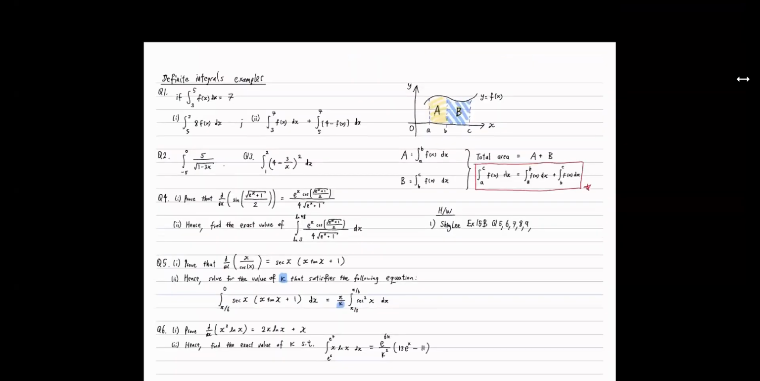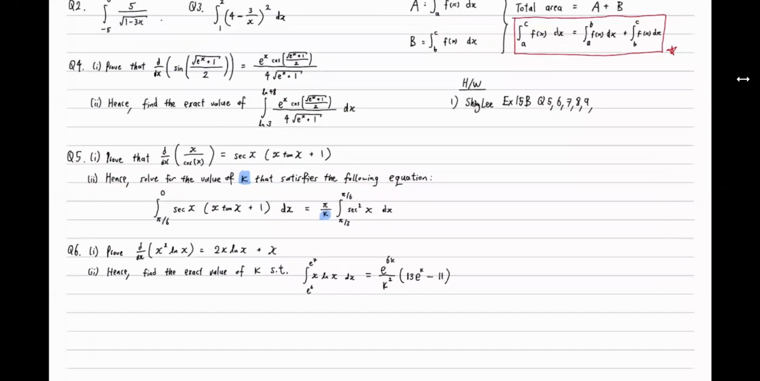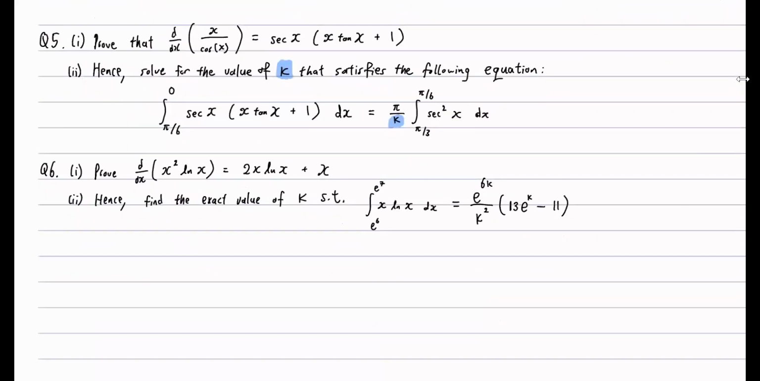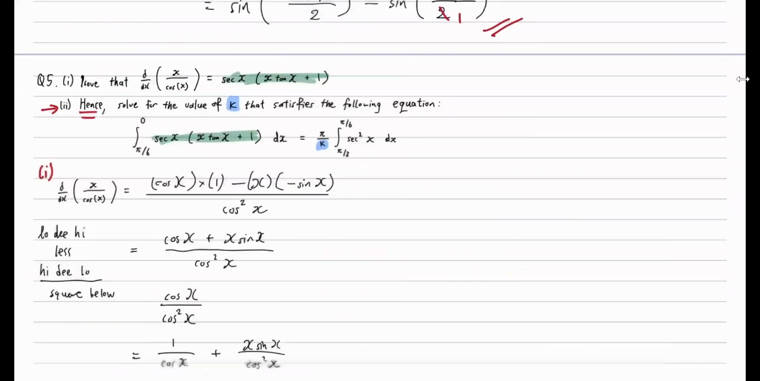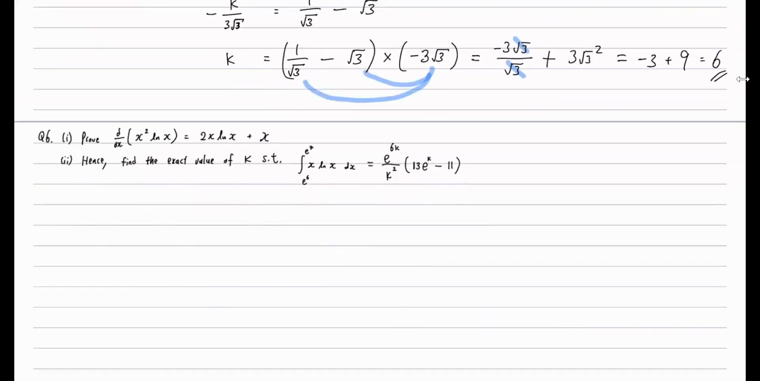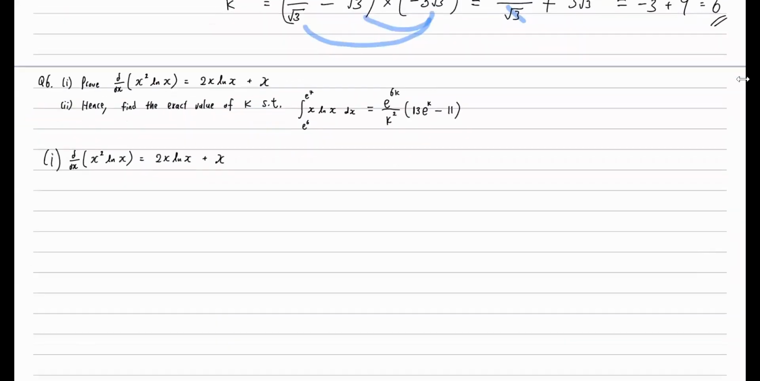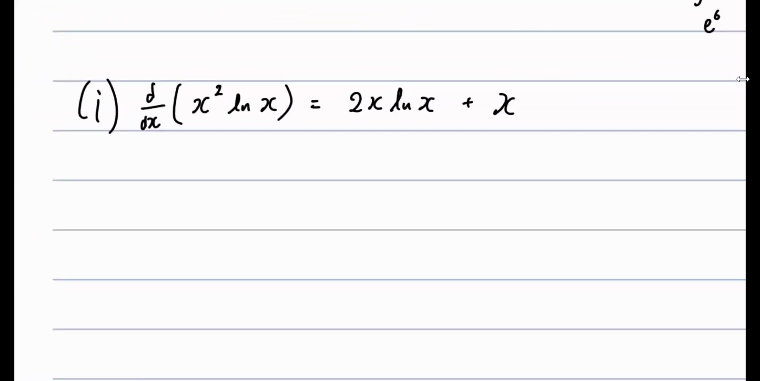Finally, question 6. I have to go a bit faster, but this one I go through fully. Let's go through this. Again, in part 1 you have to prove the derivative equals that expression, and then in part 2 you have to solve. So let's do the same thing. Part 1, differentiate this and show that it's 2x ln x plus x.